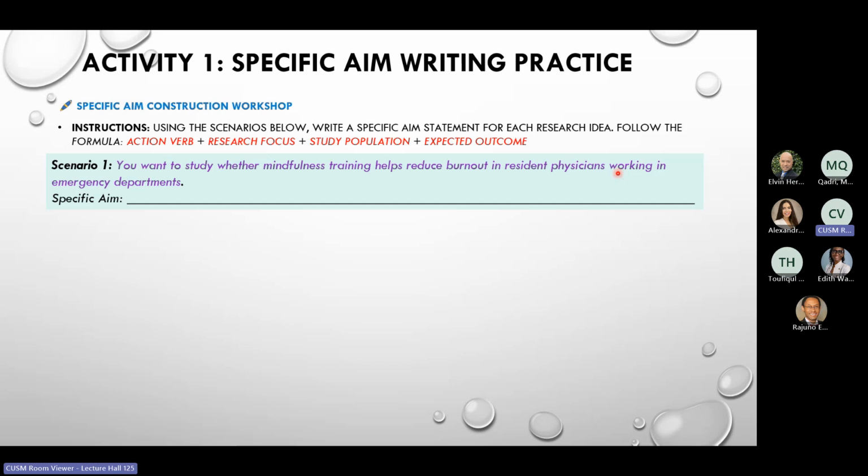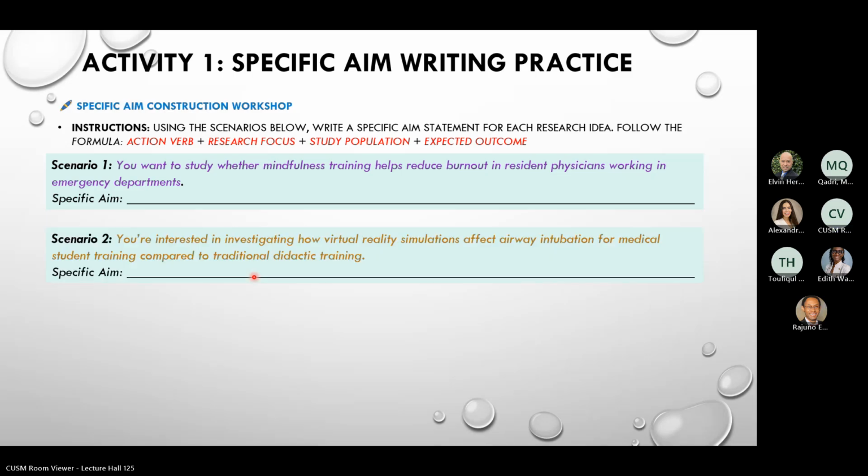And we can even pick any specific geographic location or facility in the Inland Empire if we choose to do so. Let's look at the next one. Here's our second scenario. You're interested in investigating how virtual reality simulations affect airway intubation for medical student training compared to traditional didactic training.